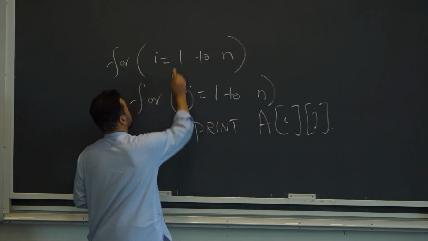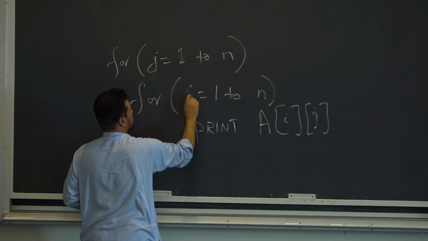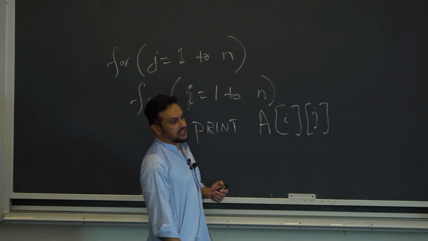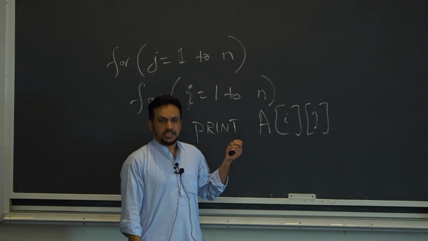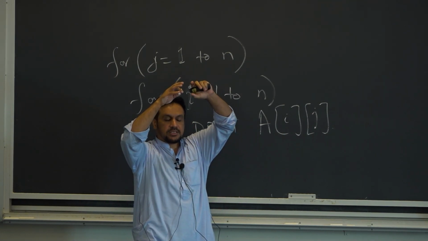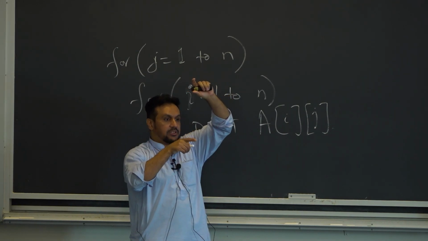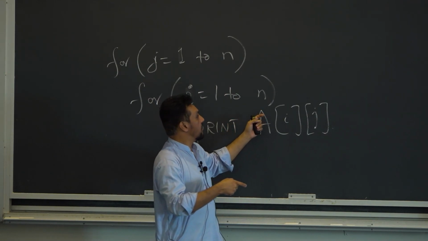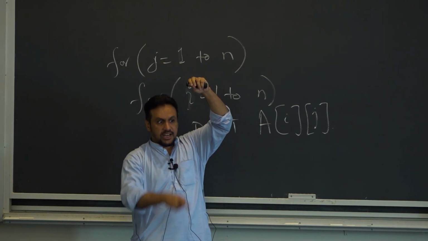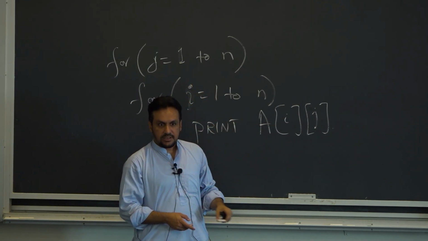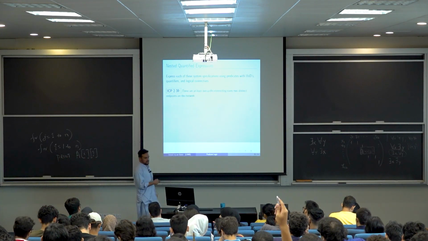If I switch the order, if I write it like this, what happens? This becomes what's called a column measure. What will be the first cell printed? A11. What will be the second one? A21, because I is changing. J is fixed now. It will be a column measure. These are totally different statements. So you can't just switch orders of stuff.